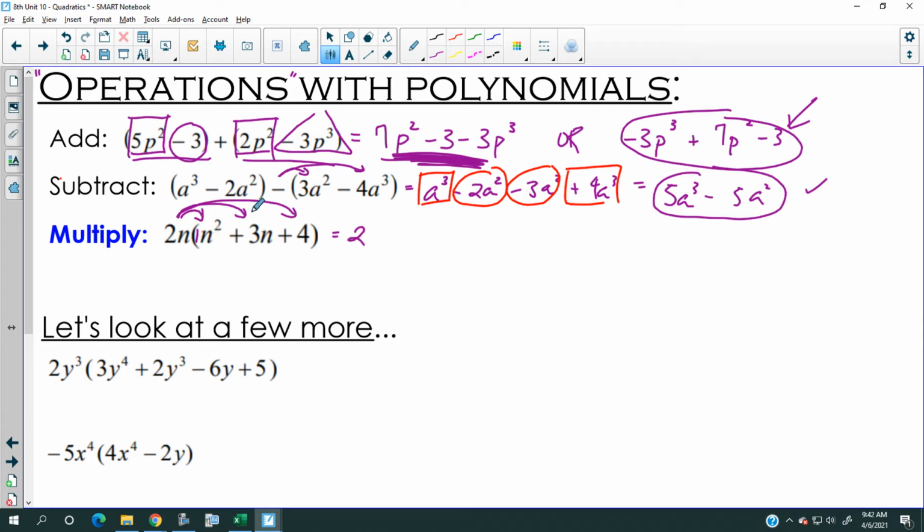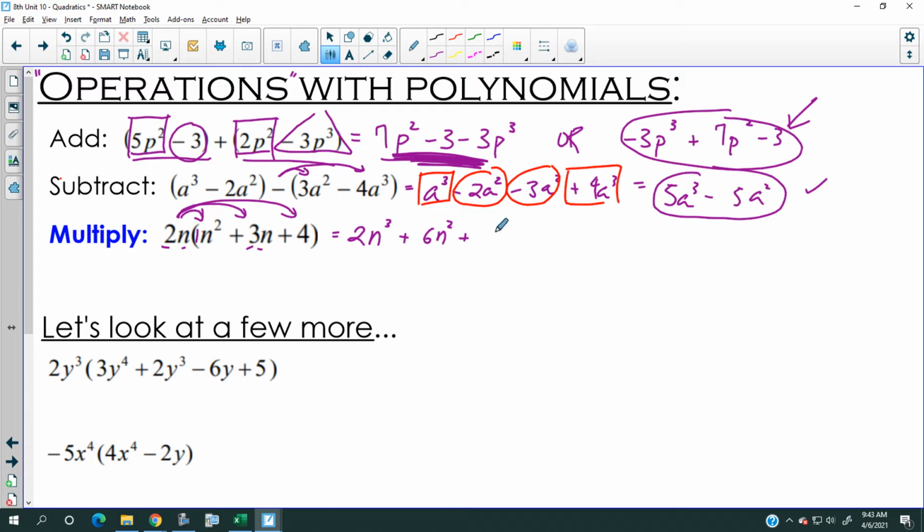N times n squared is n to the third, okay? Plus, right? Positive times positive. That's why that's still a plus or positive. 2 times 3 is 6. N times n. What's n times n? Yeah, n squared. You see why we have to do that unit on all the rules for exponents, right? It still comes back to this.